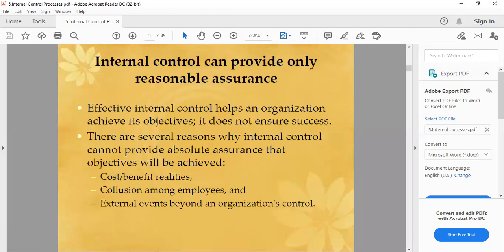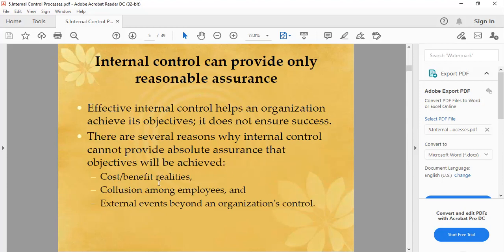We must take note that as much as we want internal control to be able to achieve those objectives, the assurance would only be reasonable, not absolute or perfect. It's because whether we like it or not, there are some rooms for errors, but of course, these are immaterial, insignificant, and not substantial. So effective internal control helps an organization achieve its objectives, but it does not ensure success, but it can help towards the achievement of success.